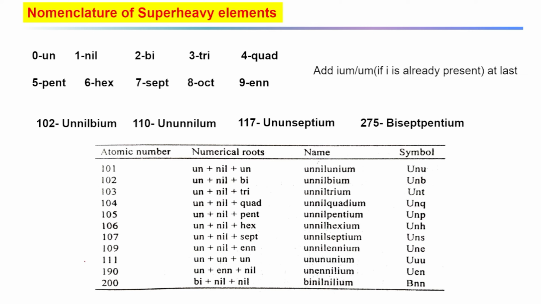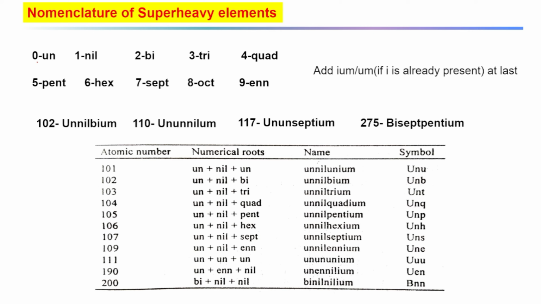According to this, if you see this one, atomic number is 200. So first we will separate it digit by digit. First we have 2, then we have 0, then we have 0. So there is a coding, a nomenclature for each and every number.